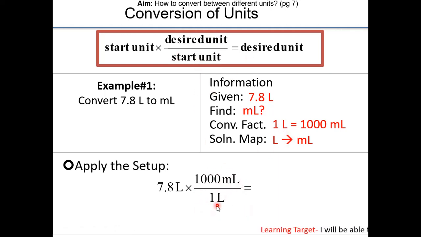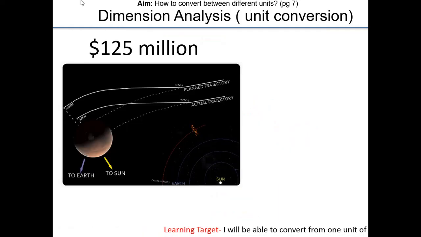So how do we know which one we put on top and bottom? The start unit is always on the bottom because you want it to cancel out mathematically, okay? So notice they cancel out. 7.8 times 1,000 is 7,800 milliliters. In most chemistry textbooks, you'll see this term, dimensional analysis.